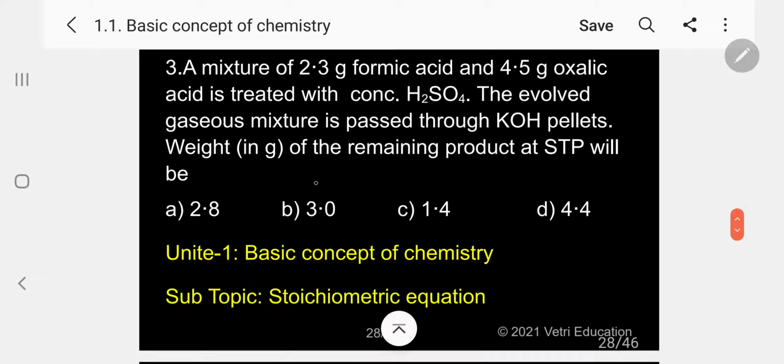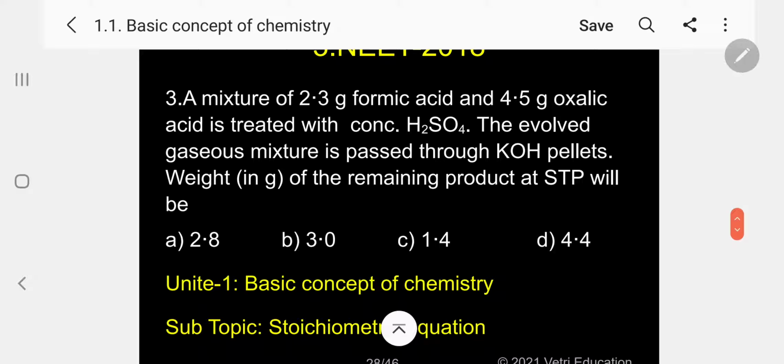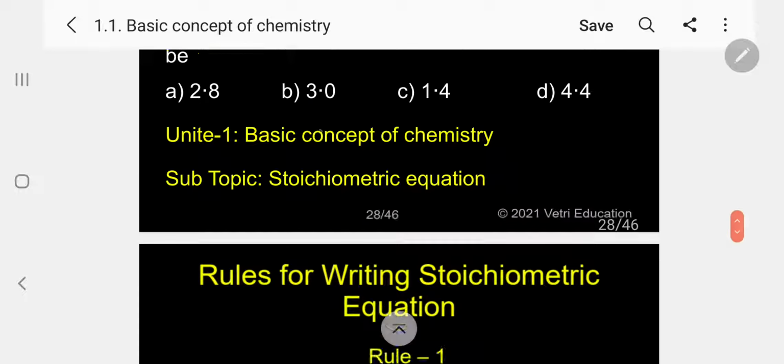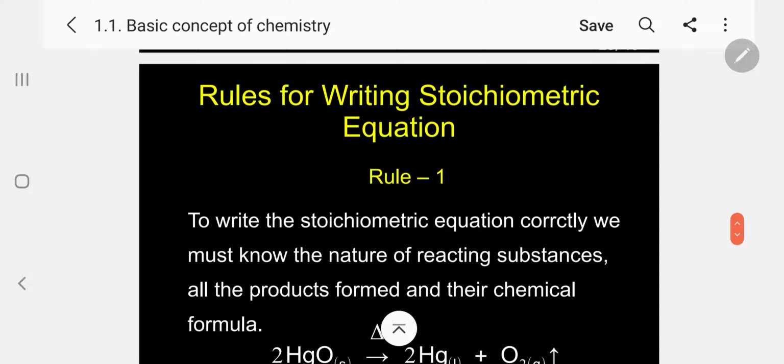Kindly follow. Now kindly follow this question 3. It comes under the basic concept of chemistry, specifically the stoichiometric equation. Please follow. So you have to write the stoichiometric equation for the decomposition of formic acid and the decomposition of anhydrous oxalic acid. Then only will you be able to calculate the corresponding products and the weight of the remaining product. So I will do the calculation. Please follow me. Before that, let me give you some information: the rules for writing a stoichiometric equation.